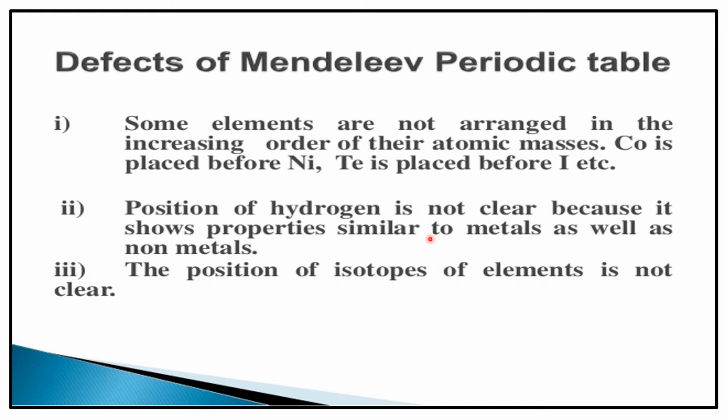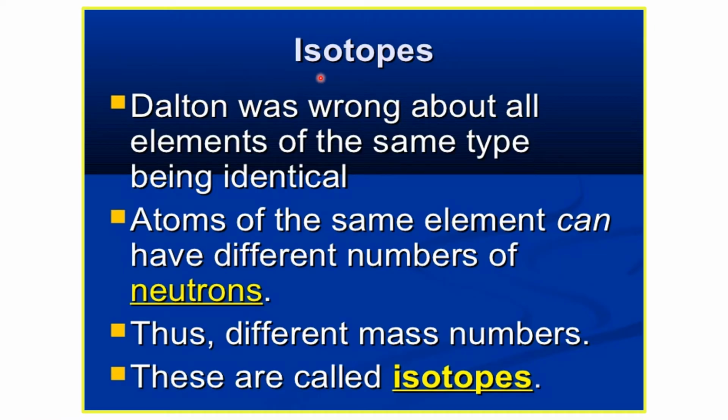The next drawback is that the position of isotopes of elements is not clear. Some elements exhibit isotopes, and their position is not clear in Mendeleev's periodic table. You should know what isotopes are, and I will explain in the next slide. Now let's see what isotopes are.